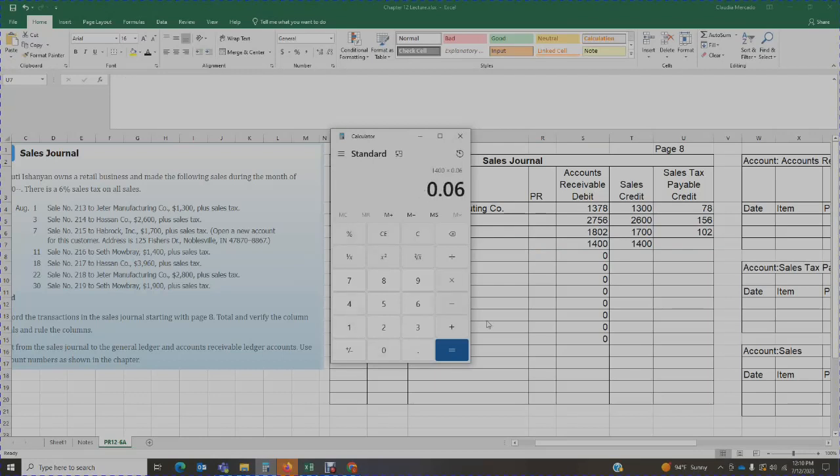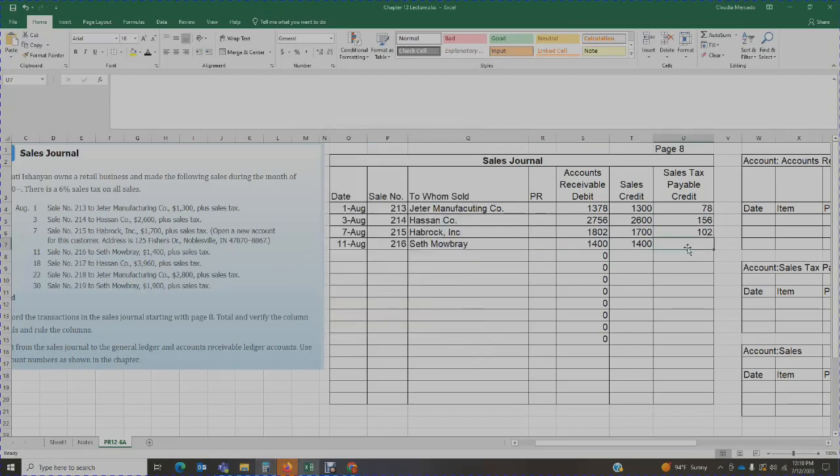1,400 times 6%. That gives me $84 in taxes. So the total that I have to collect from Seth is $1,484.